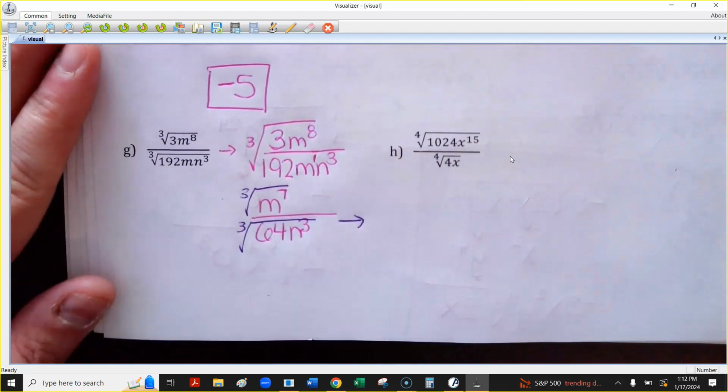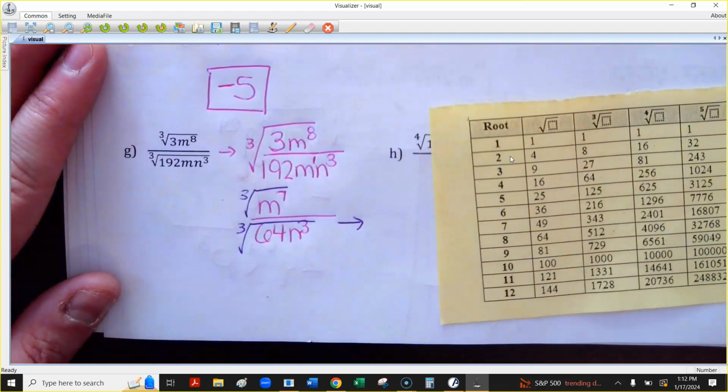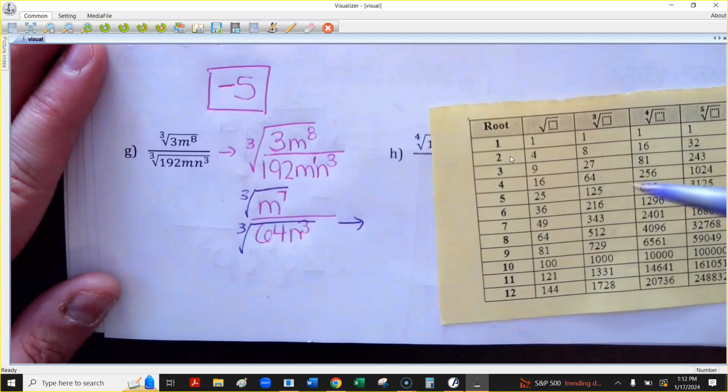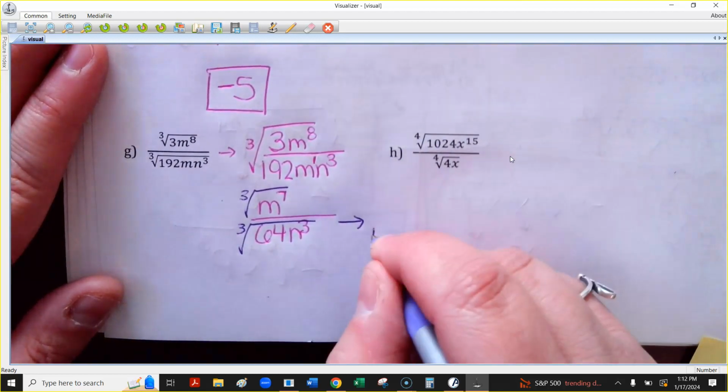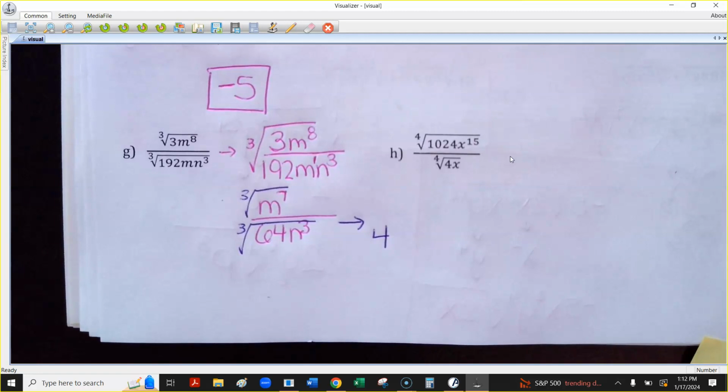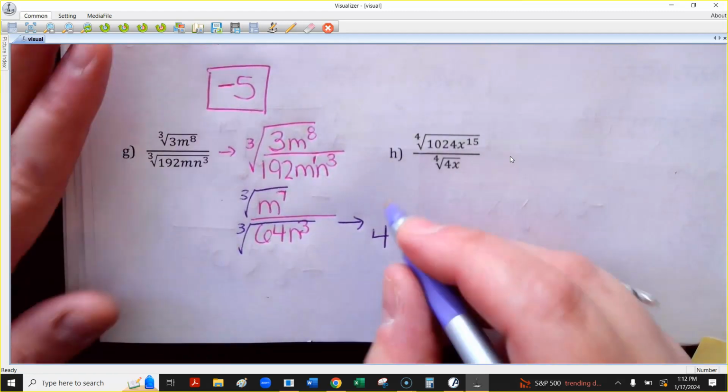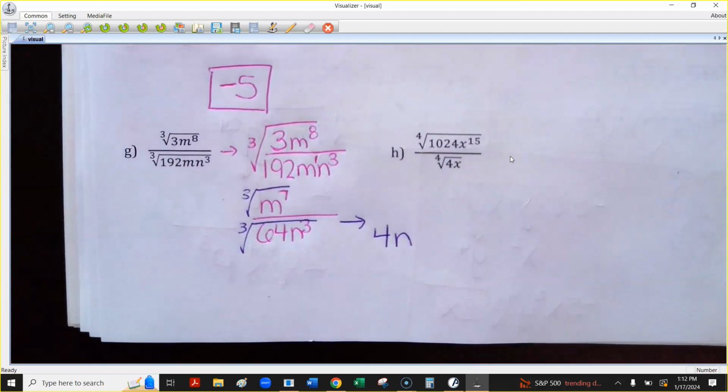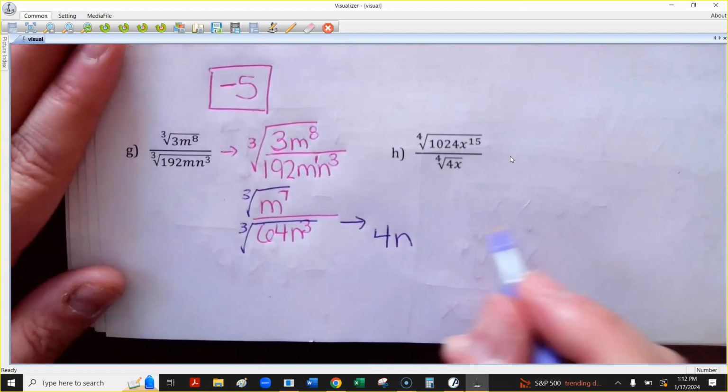If you look at your lovely little list under the 3rd column, 64 is the 4th one down. So the cube root there is 4. And then for the variables, you just take the exponent and divide it by the index of the root. So 3 divided by 3, that's just going to come out as n to the 1st. I would just write an n. You don't have to write an exponent.